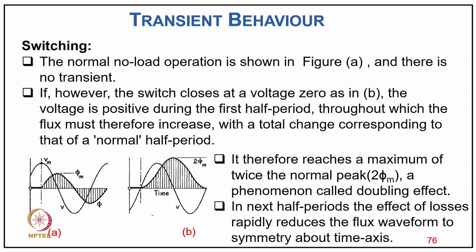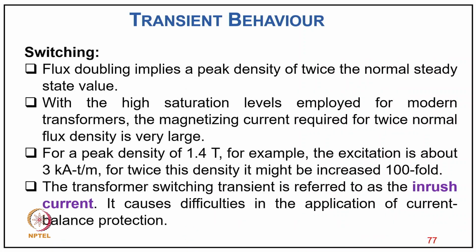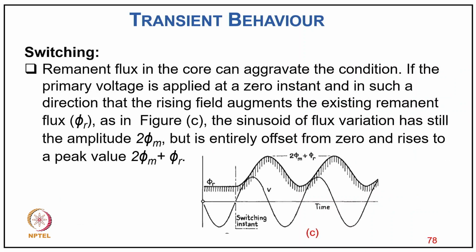In the next half periods, the effect of losses rapidly reduces the flux waveform to symmetry about the time axis. So flux doubling implies a peak density of twice the normal steady state value. With the high saturation level, because of the high flux employed in a modern transformer, the magnetizing current required for twice the normal flux is very high, and for a peak flux density of 1.4 Tesla, for example, the excitation is about 3 kiloampere turns per meter. For twice this flux density, it might increase to 100 times, and the transformer switching transient is referred to as the inrush current, and it causes difficulty in the application of current balance protection.